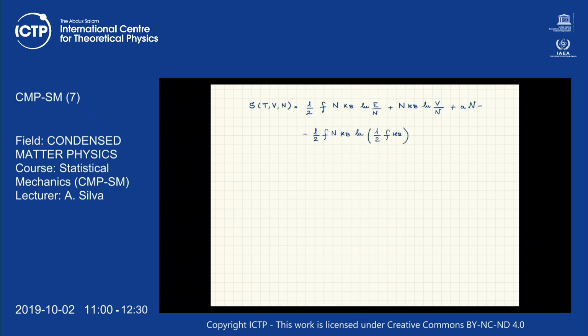And now you see that all these terms are proportional to n times something intensive. Therefore I can combine all these terms to write something like 1/2 F N K Boltzmann log of E over N, plus N K Boltzmann log of V over N, plus B times N, where B is equal in this case to A minus 1/2 F K Boltzmann log of 1/2 F K Boltzmann. Okay? So this is the entropy of my ideal gas.